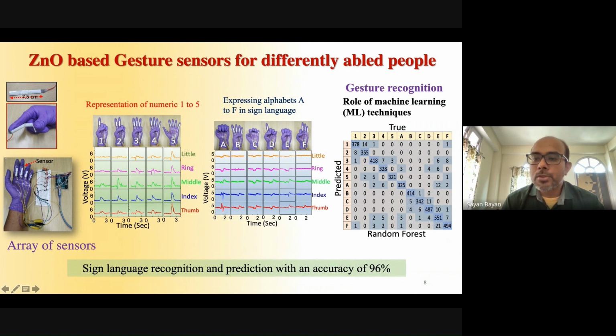And we have used machine learning techniques, the random forest algorithm, to predict the sign in the expressed sign language or the numeric representation, and we have found an accuracy of around 96% while recognizing and predicting this output of the sensors.